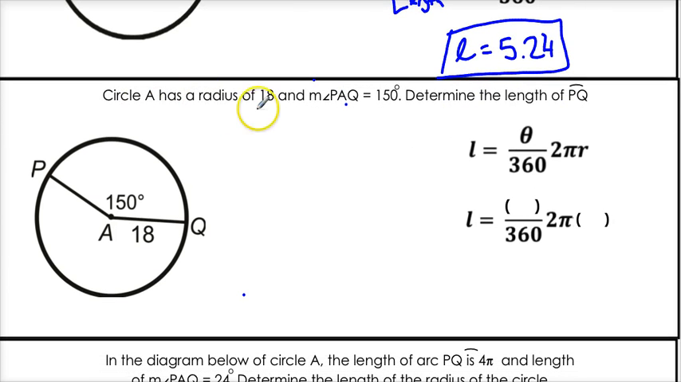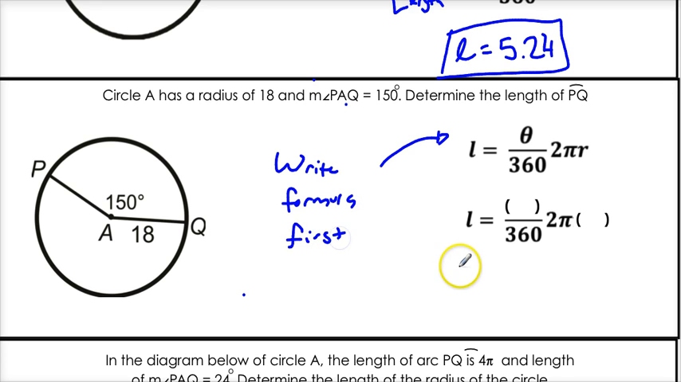All right, circle A has a radius of 18 and the measure of PAQ is 150 degrees. Determine the length of arc PQ. Remember that little thing means arc. So we're just going to plug into our formula. First, we write our formula first. Okay. So now that we've written our formula, let's plug in.